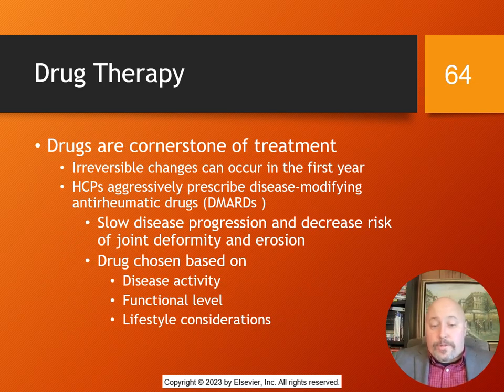Drugs are a cornerstone of treatment for the case of rheumatoid arthritis, but unfortunately they can also cause irreversible changes that can occur in that first year. Healthcare providers aggressively prescribe disease-modifying anti-rheumatic drugs. They're used to slow the disease progression and decrease the risk of joint deformity and erosion, and of the rheumatoid progressing to a level that could greatly affect that patient down the road, causing deformities, causing pain, causing severe disability. But at the same time, these are very invasive drugs that can be very hard on the body as well.